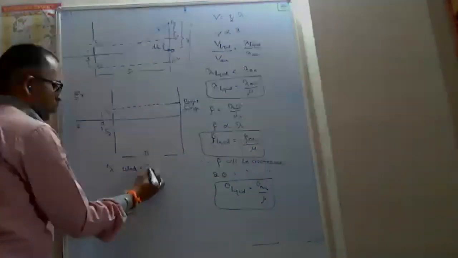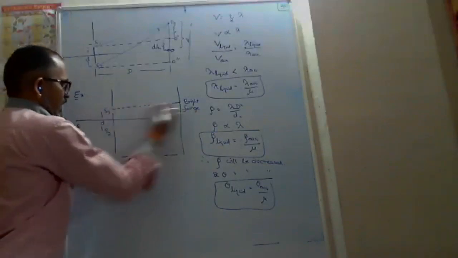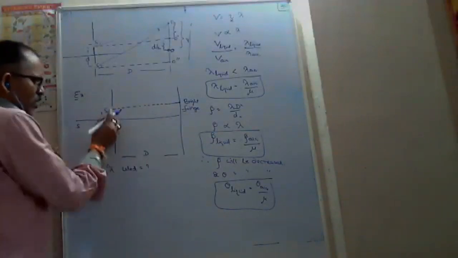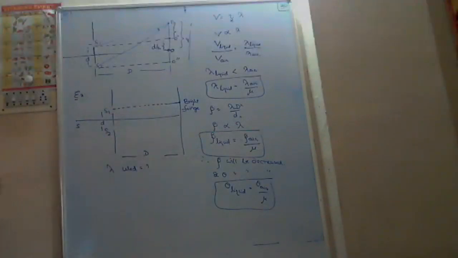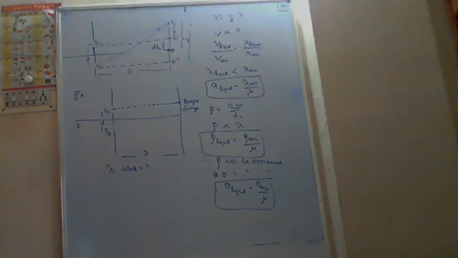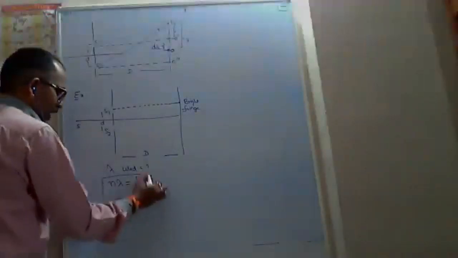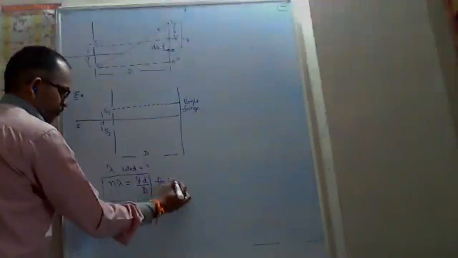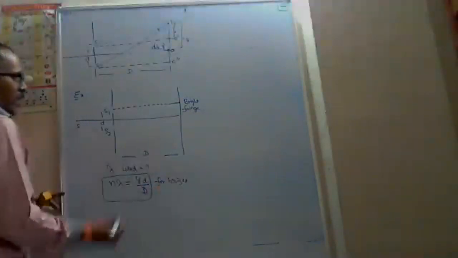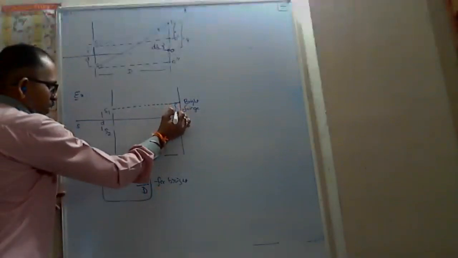Lambda used equals how much? Exactly in front of one of the slits, either S1 or S2, it is your wish. Suppose I take S1. On the screen, exactly in front of it, the bright fringe is formed. Then what is the lambda used? According to the condition n lambda equals y d by D for bright, exactly in front of one of the slits means what will be the value of this y?